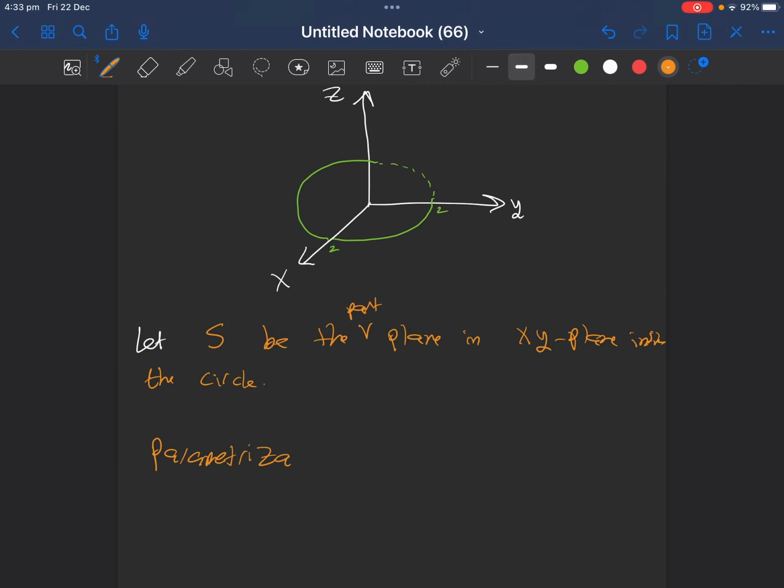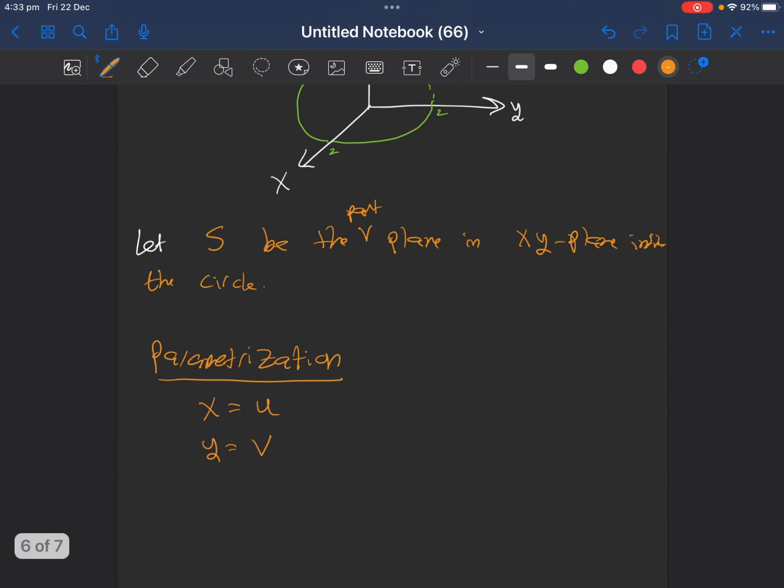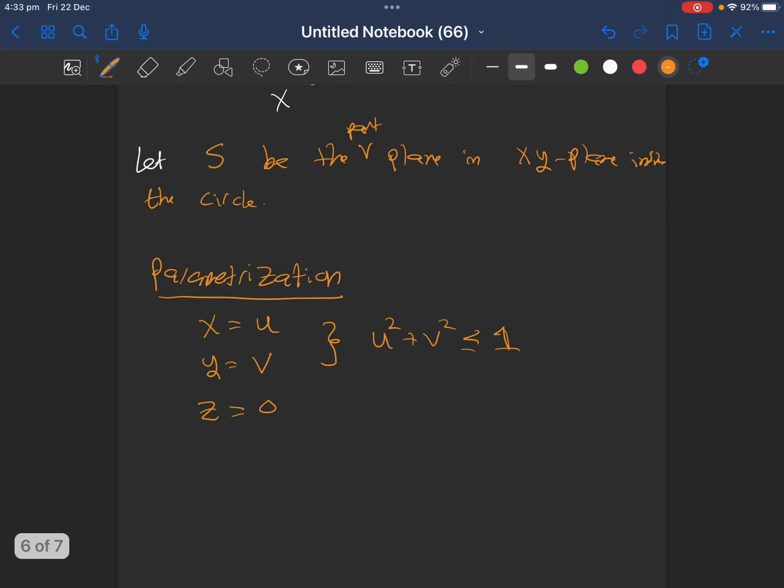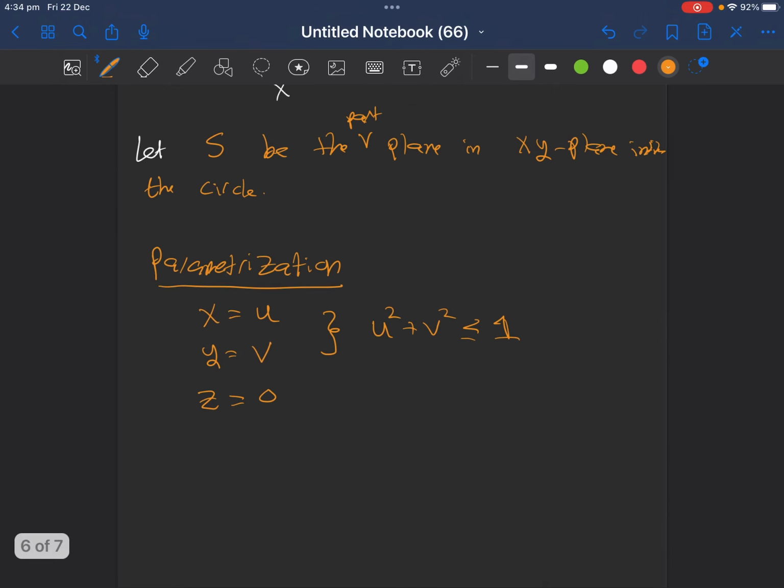And for the parameterization, we need two parameters. So the parameterization will be x equal u, y equal v. And of course, because I'm in the z equal to 0, I will just keep it as 0. Of course, we have that u squared plus v squared will be less than or equal to 1 because I'm thinking of inside the circle. And that's the suggested parameterization.